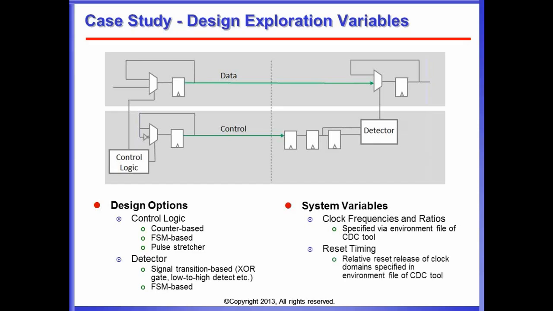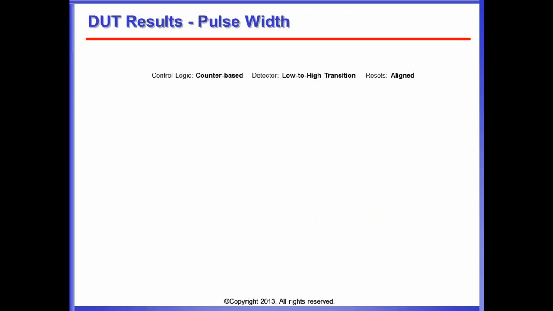Many people do not take the reset timing into account. When is the reset released, and synchronized to which clock is it released? Are they all released at the same time or at different times? In many cases, there's a reset generator sequence, and you have to take that into account for the clock domain crossings as well, of course. Now what we did is we took this design you just saw, and we used for the control logic a counter-based approach, for the detector this low to high transition with an XOR, and the resets in that case are aligned, are ideal.